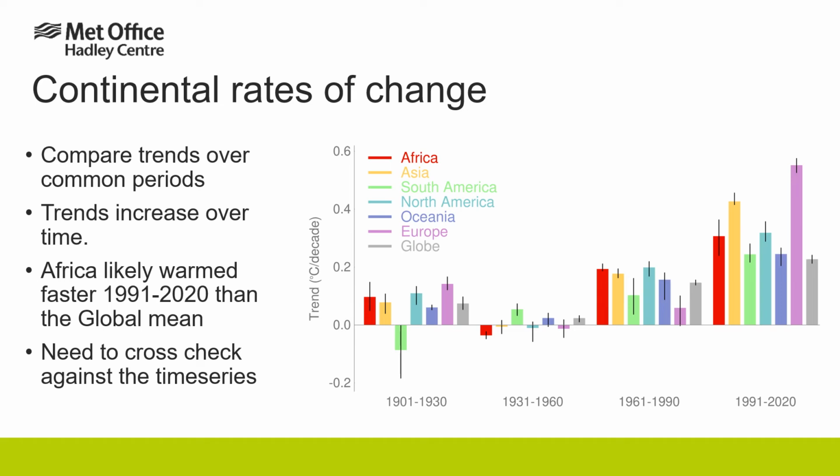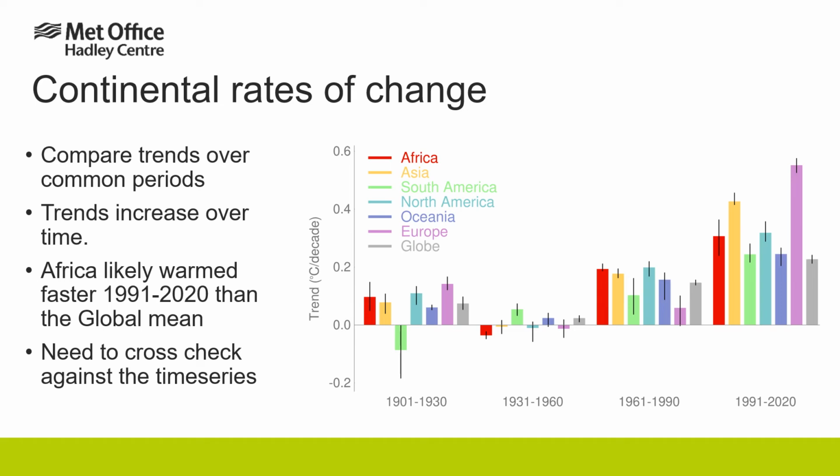Now, one thing that's often used to monitor changes in the climate is trends, and this is a diagram I made last year or the year before to look at rates of change across the different WMO regional associations. So we've compared trends here over common periods. There's a set of coloured bars for each of the periods 1901 to 1930, 1931 to 1960, 1961 to 1990, and 1991 to 2020. The different coloured bars are showing the different WMO regional association averages, trends over these periods, and then the grey bar is showing the trends in the global average over the same periods.